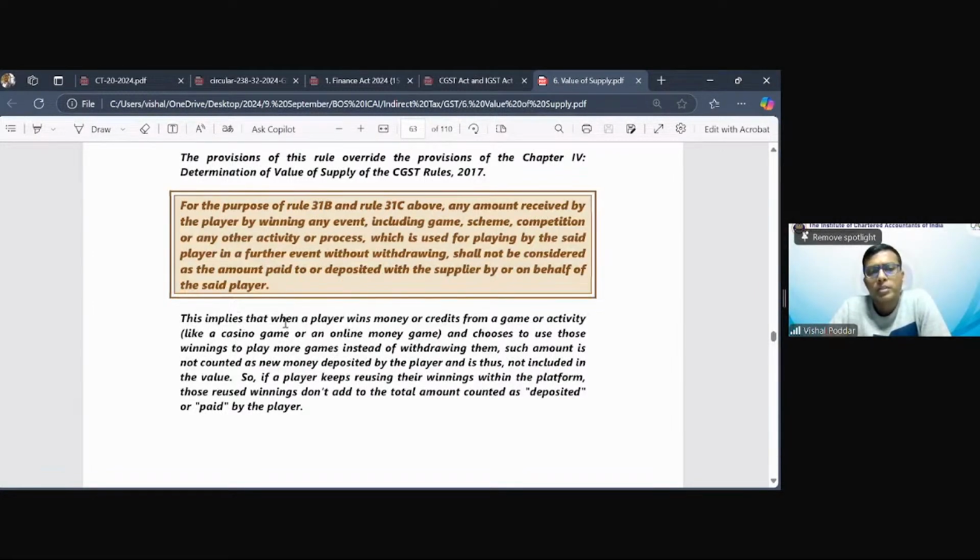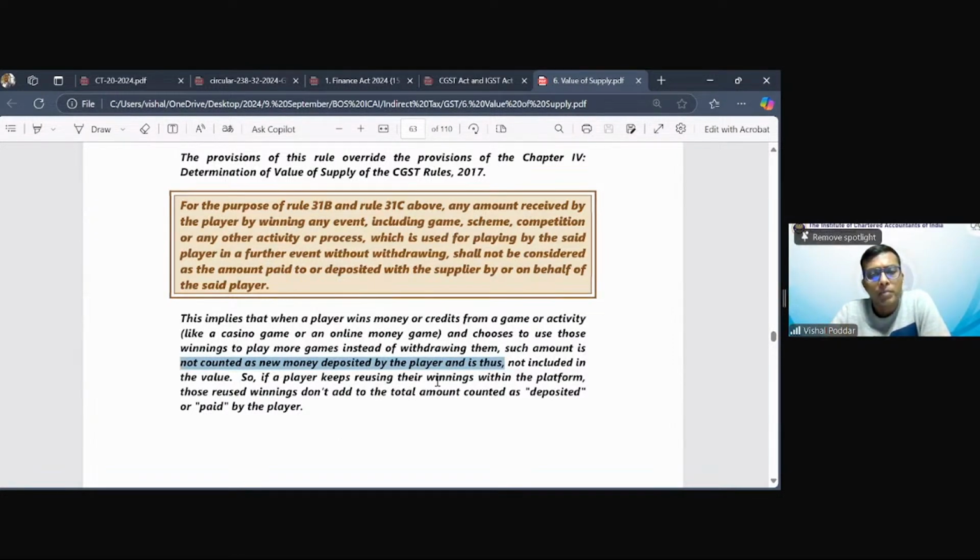So what they say further, this implies that when a player wins money or credits from a game or activity like casino game or online game and chooses to use those winnings to play more games instead of withdrawing them, such amount is not counted as new money deposited, because you have not purchased new coins, you have not added anything new in the wallet. So basically, whatever you add to the wallet, that is the main taxable value. What is coming to the wallet in the form of winning amount will not be counted. This is what they are saying.